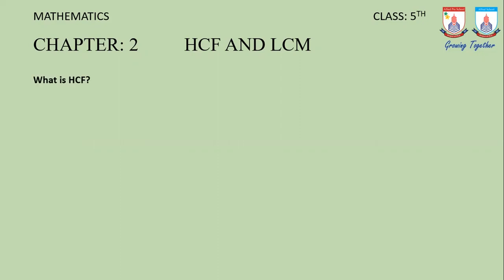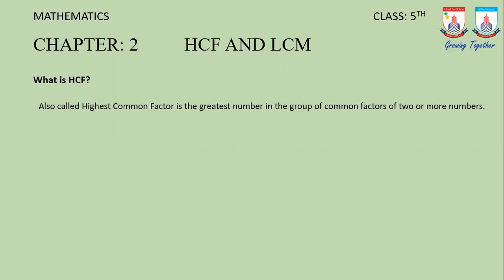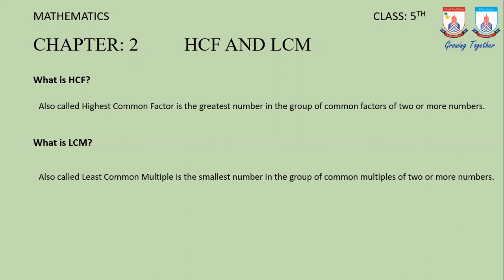HCF, also known as highest common factor, is the greatest number in a group of common factors of two or more numbers. And LCM is the least common multiple, which is the smallest number in the group of common multiples of two or more numbers. We will discuss these two definitions in detail in the upcoming lecture.